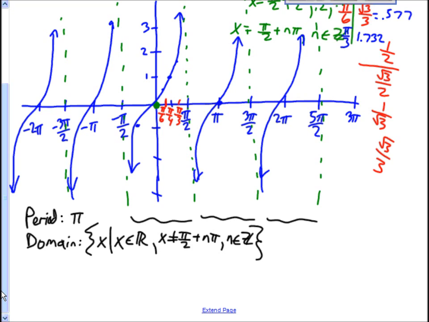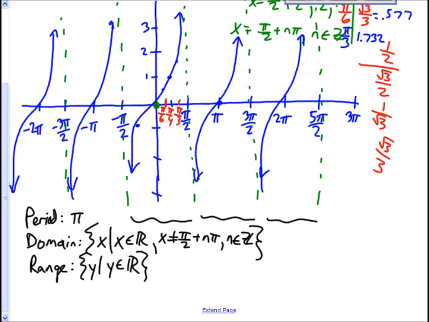And then you say, well, what about my range? How low does this thing go? It keeps going down further, further, further, right? And how high does this thing go? Well, it keeps going higher, higher, higher. So your range here is going to be all real numbers. You've got no restrictions on your set of y values.